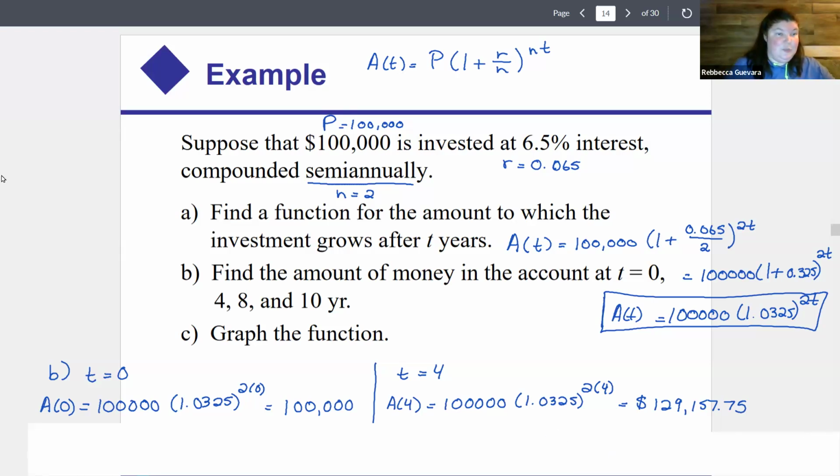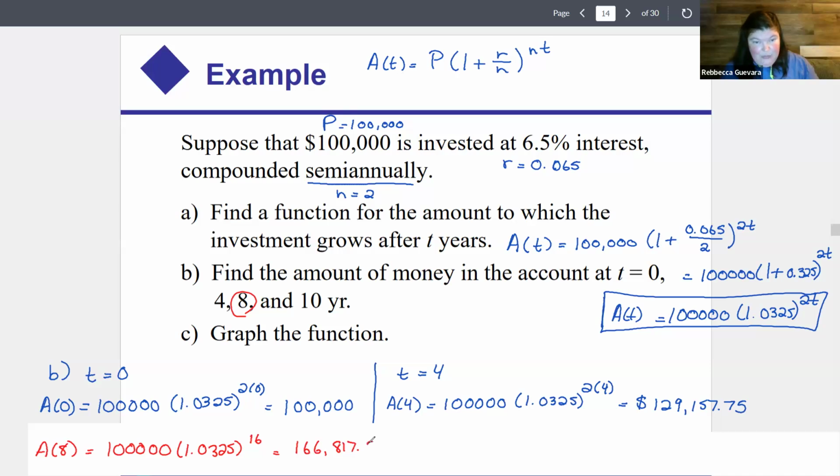So just do my last ones here. I was asked for 8 years, so I'm asked for A to the 8 then. And I'm going to have 2 times 8, so that's just to the power of 16, really. In this case, I'm going to have $166,817.25 in my account.